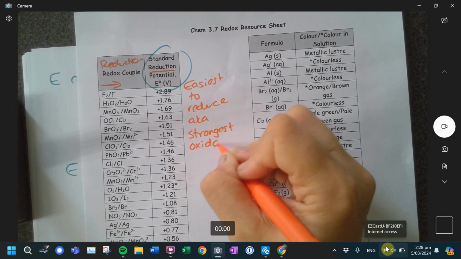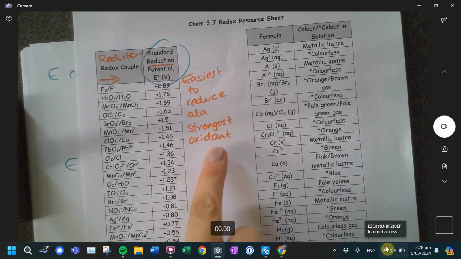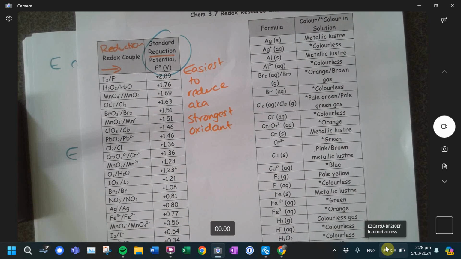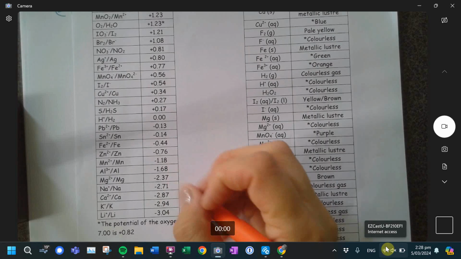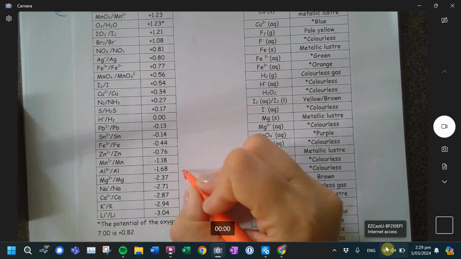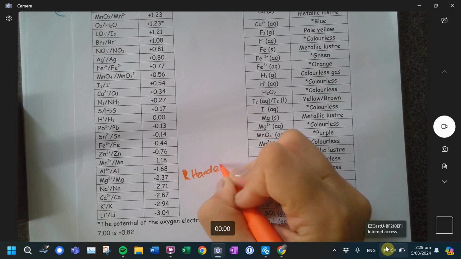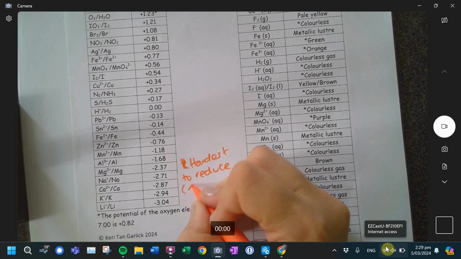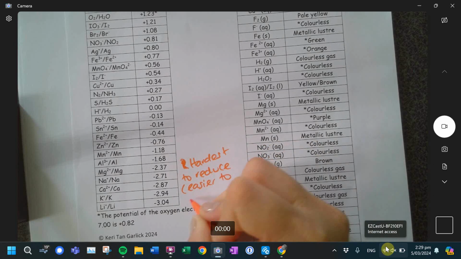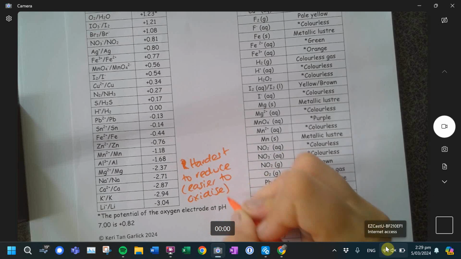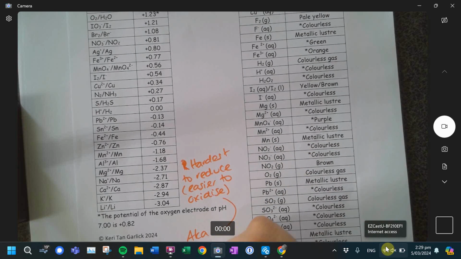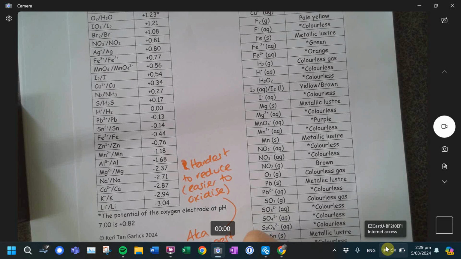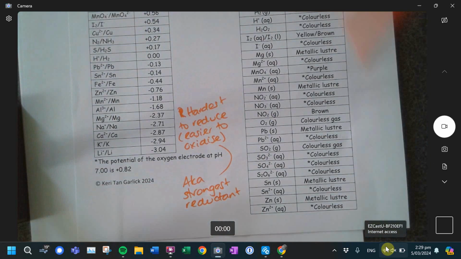If you remember from last year, those words kind of flopped around, because when we're talking about an oxidant, we're talking about what it's doing to the other half of the reaction. Then the bottom of the list is going to be the hardest to reduce. If it's hard to reduce, it is easy to oxidize, AKA this is your strongest reductant. Are we okay with that so far? All right.